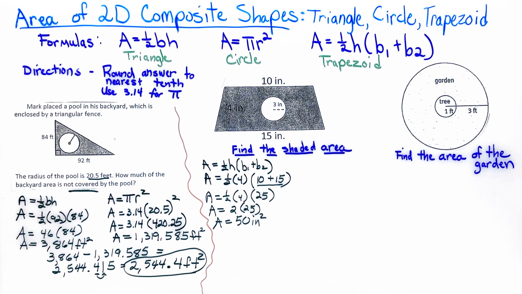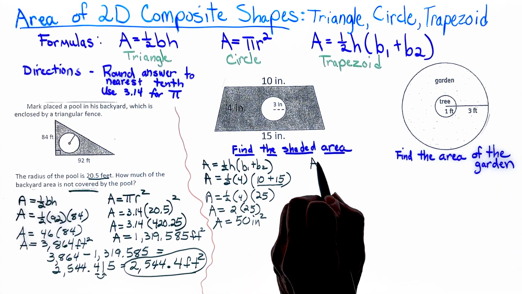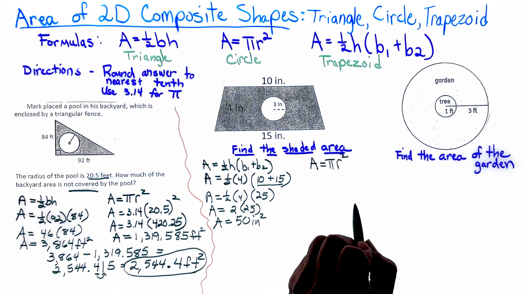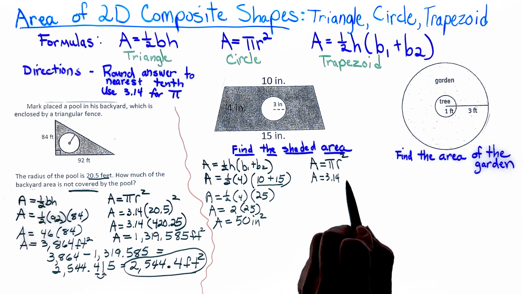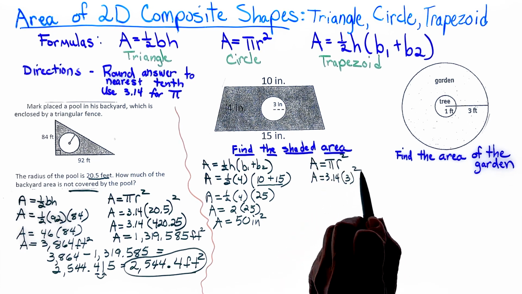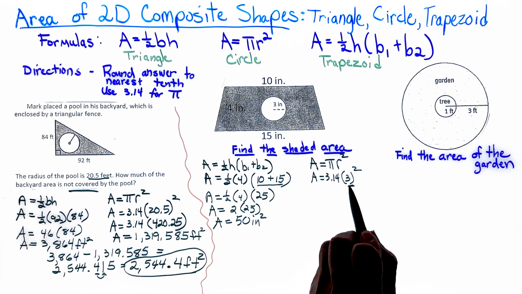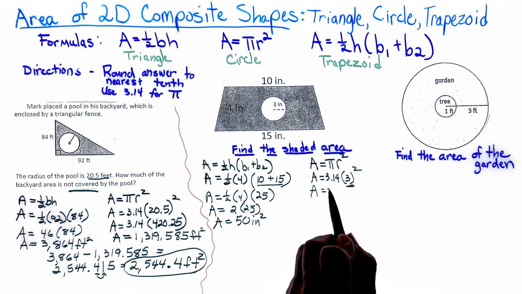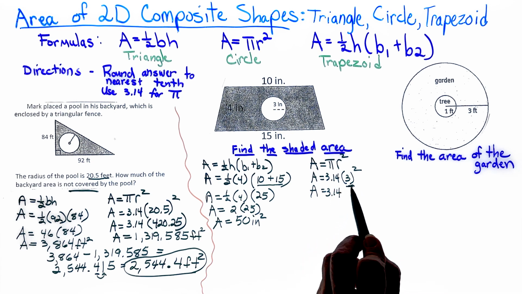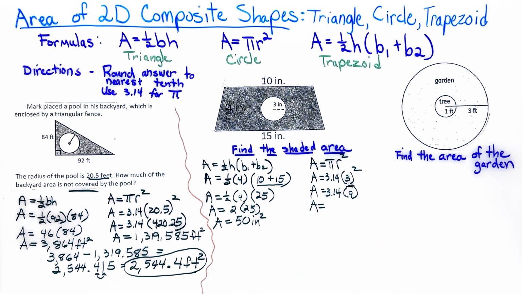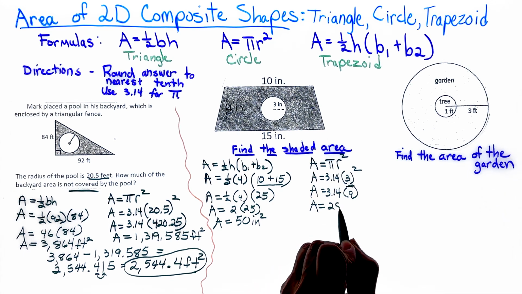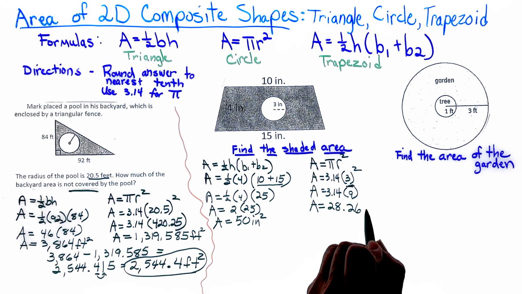Now I'm going to go to my small circle that I have there. Area is equal to pi r squared. Area is equal to pi, which is 3.14, and the radius is 3, and we're going to square that. Now I know I have to do this first. So area is equal to 3.14, and 3 squared is 3 times 3, so that's a 9. When I multiply those two together, I get 28.26, and that is in inches squared also.